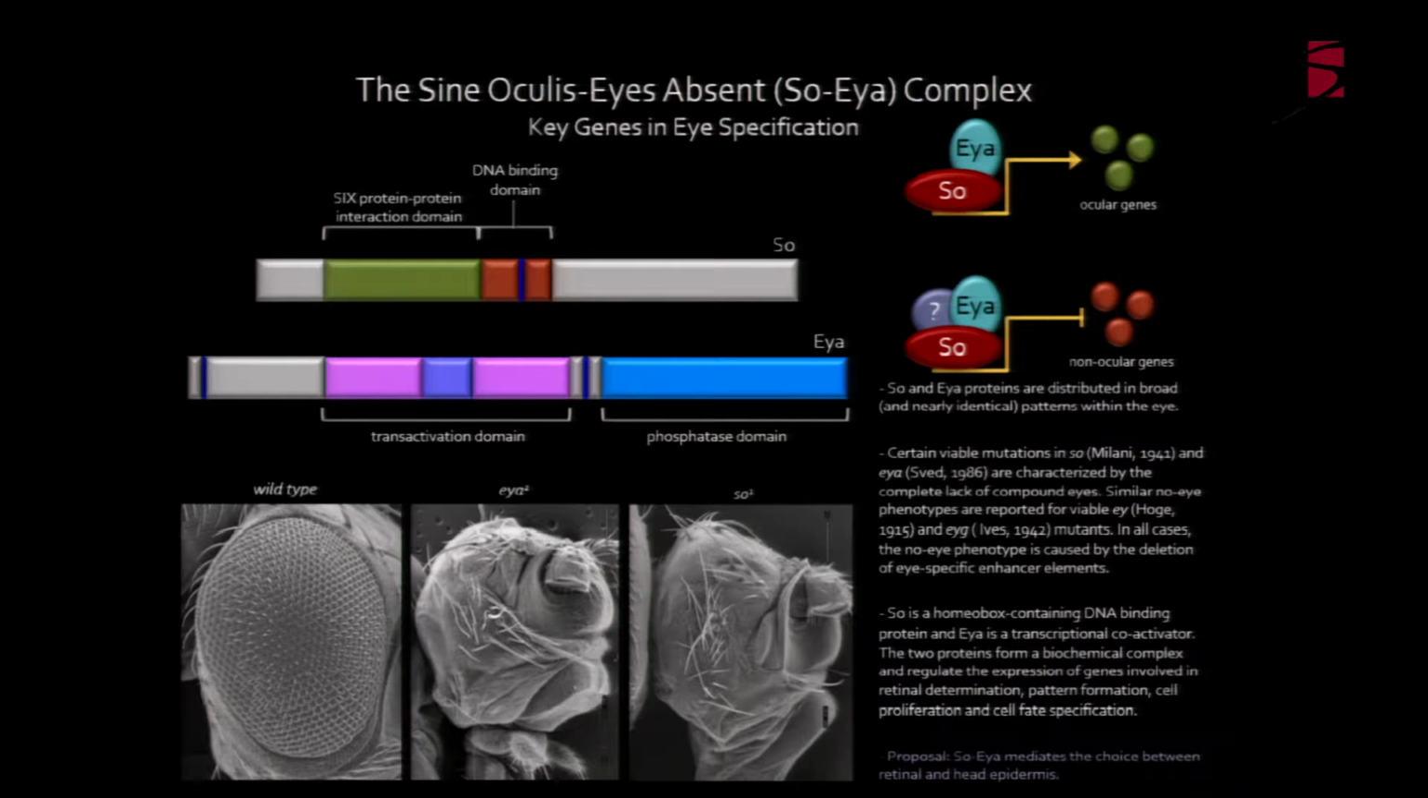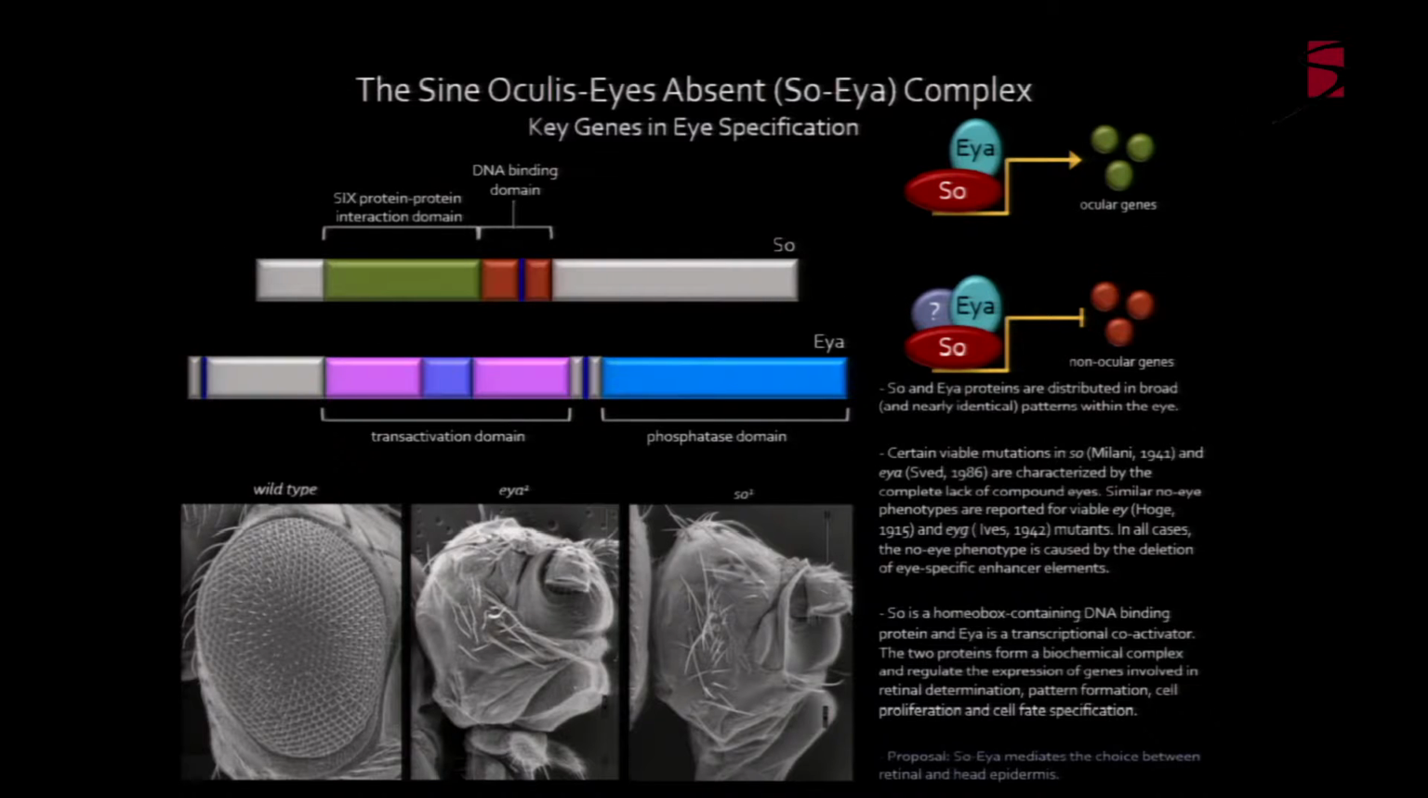Now, lots of labs have shown that these two molecules form a biochemical complex. It turns out that sine oculis is a homeobox DNA-binding protein, and it interacts physically with eyes absent through a protein-protein interaction domain. Eyes absent has two known functions. It's a phosphatase, but it also is a transcriptional coactivator. And so there have been many ocular genes that have been shown to be downstream targets of that particular complex.